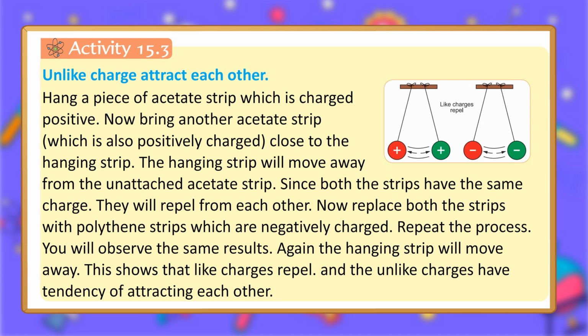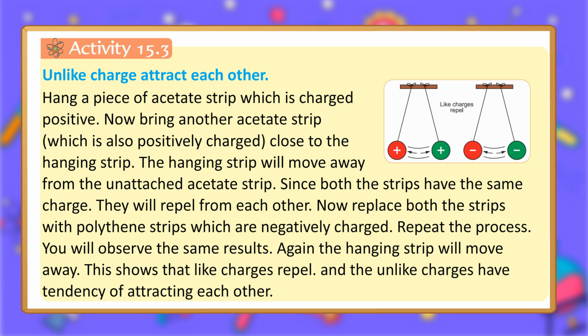Activity 15.3. Unlike charges attract each other. Hang a piece of acetate strip which is charged positive. Now bring another acetate strip, which is also positively charged, close to the hanging strip. The hanging strip will move away from the unattached acetate strip.